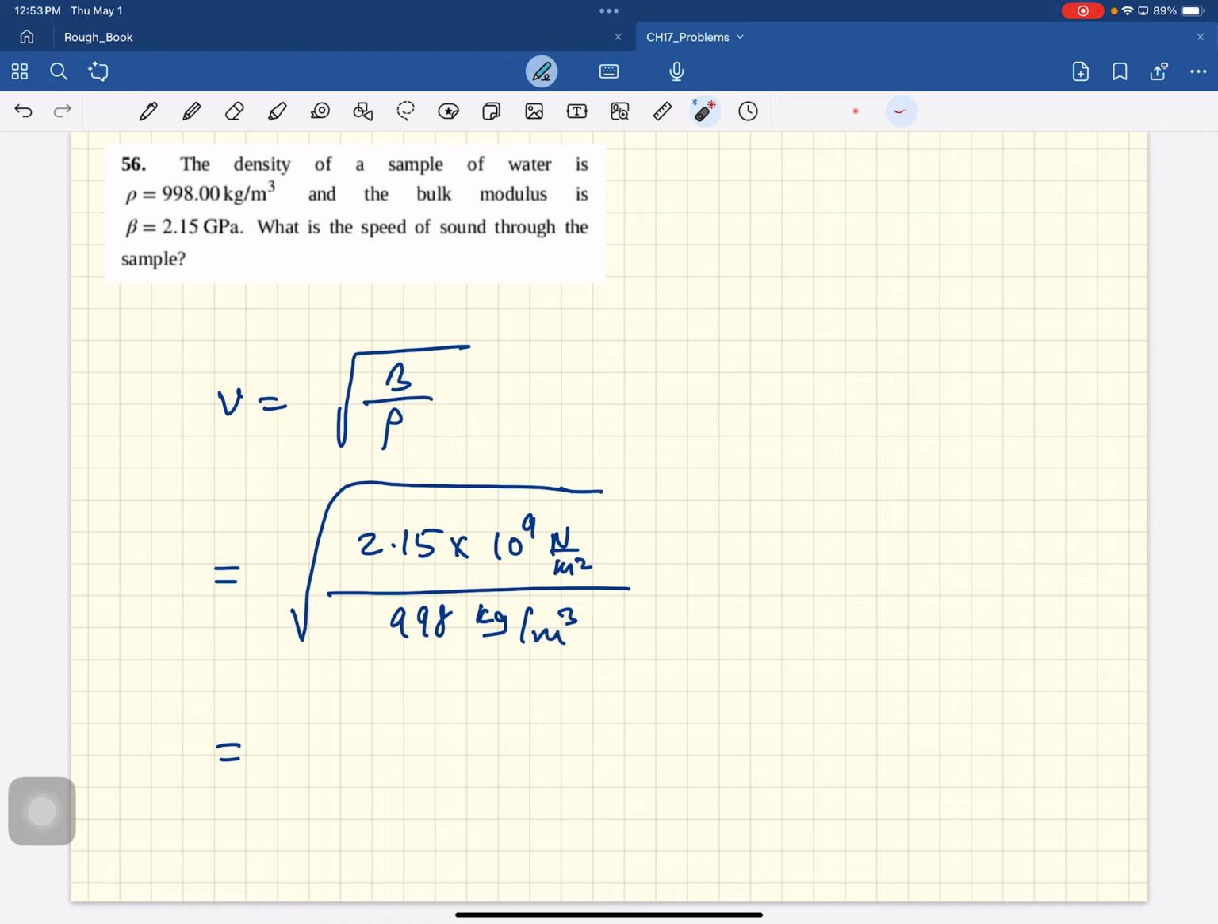And the speed of sound in water is 5 times the speed of sound in air. Okay?